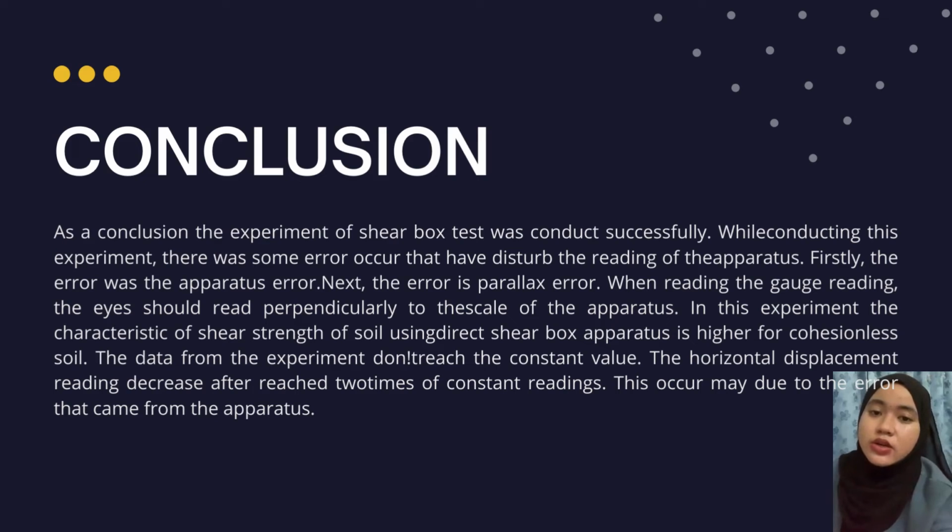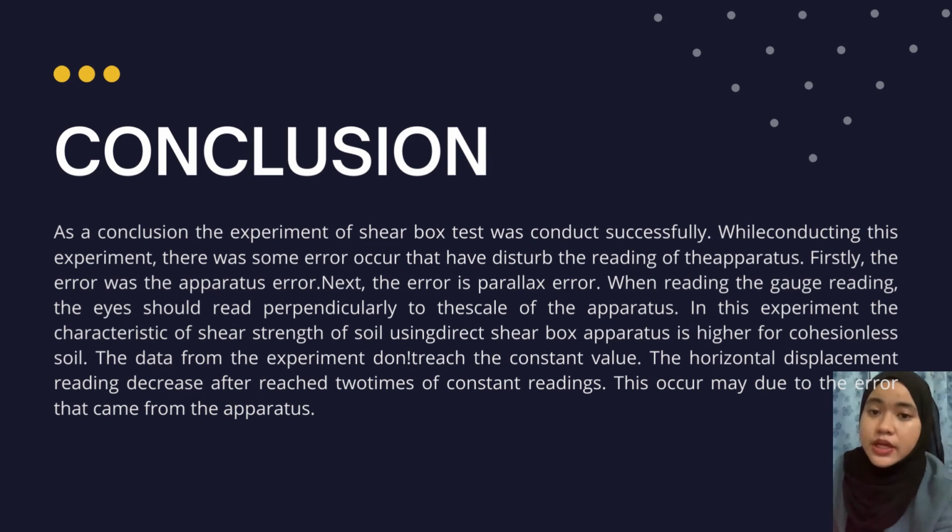Conclusion. As a conclusion, the experiment of shear box test was conducted successfully. While conducting this experiment, there were some errors that disturbed the reading of the apparatus. Firstly, the error was the apparatus error. Next, the error is parallax error. When reading the gauge reading, the eyes should read perpendicularly to the scale of the apparatus.